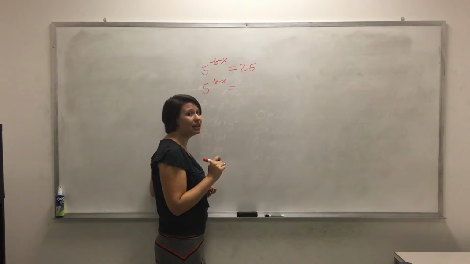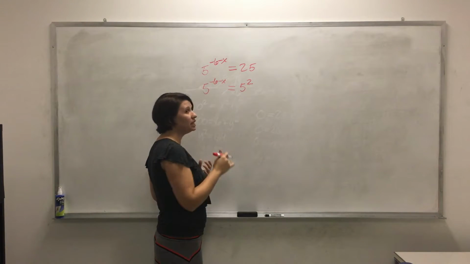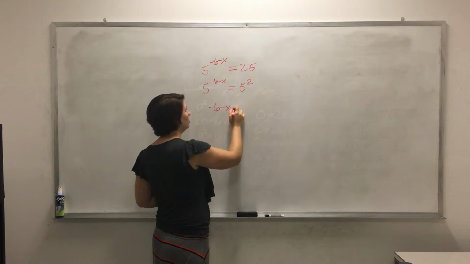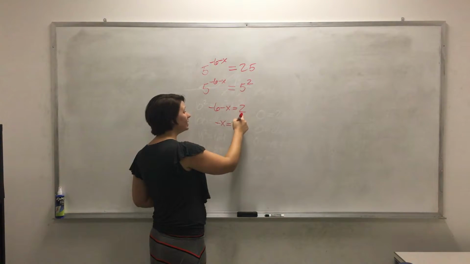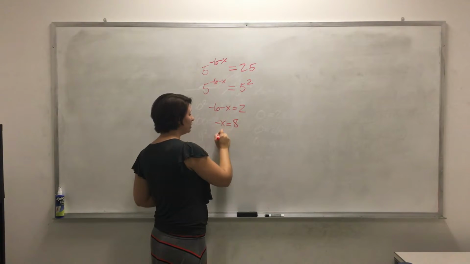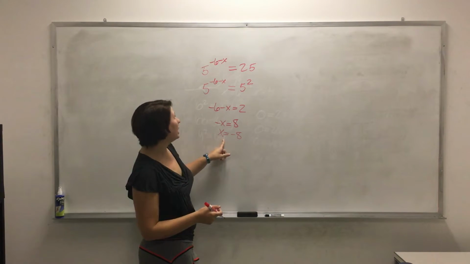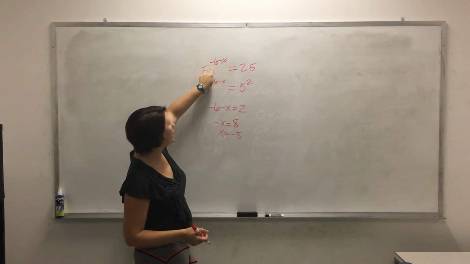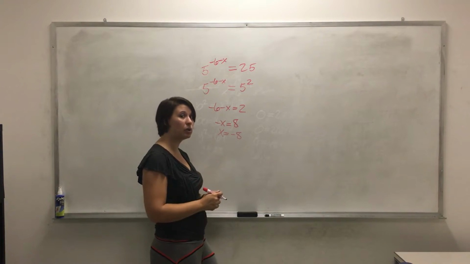25 can be rewritten as 5 squared. Now, same base means the exponents must be the same. So we set them equal to each other. Solve for x. So negative x equals, add 6 over, 2 and 6 is 8. Change the signs. So x is equal to negative 8. That's our answer. We can plug it in and check. Minus negative 8 is plus. Negative 6 plus 8 is 2. 5 squared is 25. So it does work.